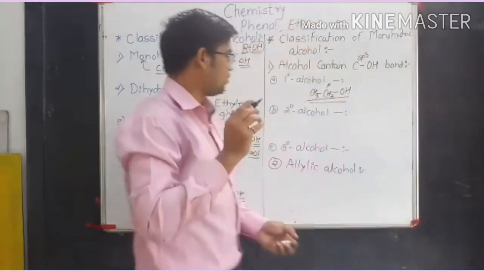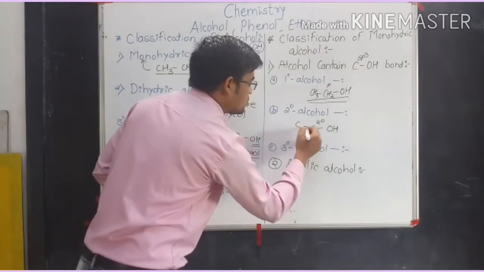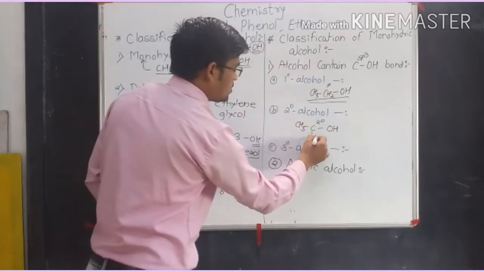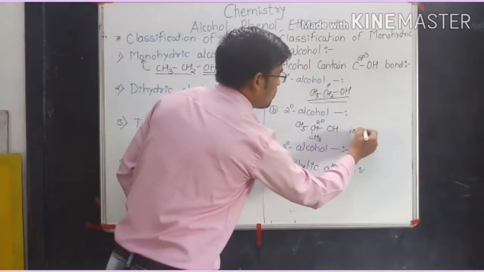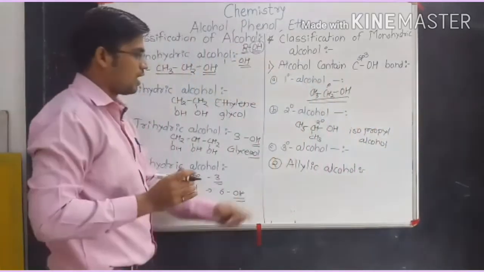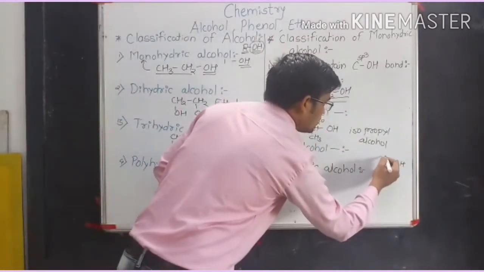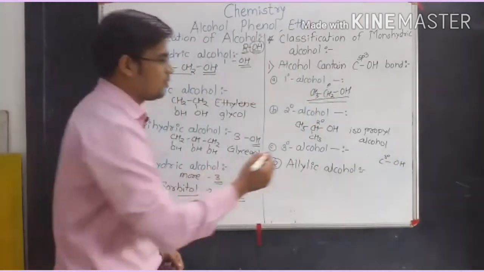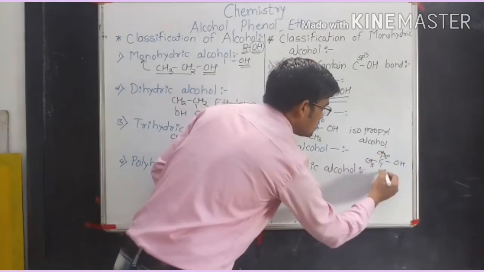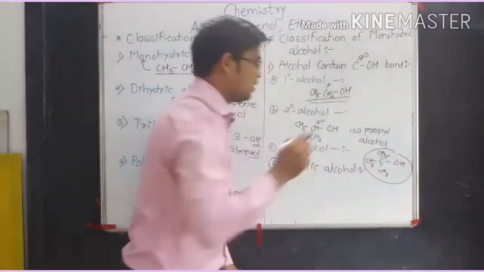Next, when the hydroxyl group is attached to a secondary carbon atom, which is attached to another 2 carbon atoms, it is called a secondary alcohol. CH3CH(OH)CH3, isopropyl alcohol, is an example of a secondary alcohol. And the last one, the tertiary alcohol: when the OH group is attached to a tertiary carbon atom, which is attached to another 3 carbon atoms, it is called a tertiary alcohol, and this one is tertiary butyl alcohol.